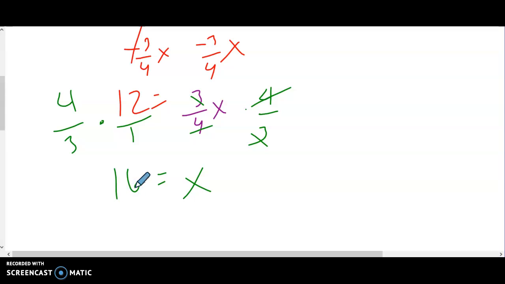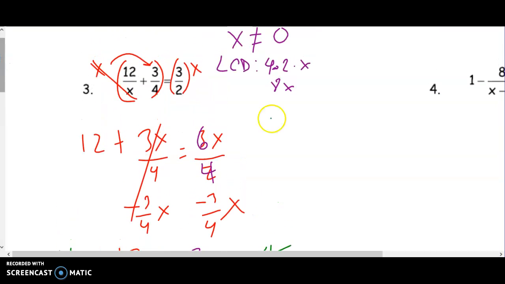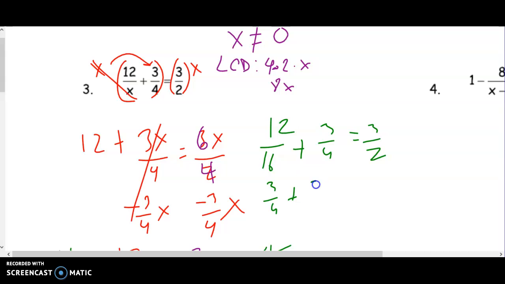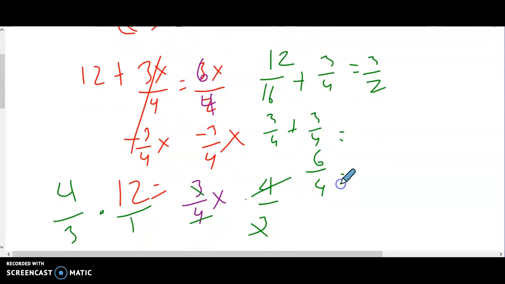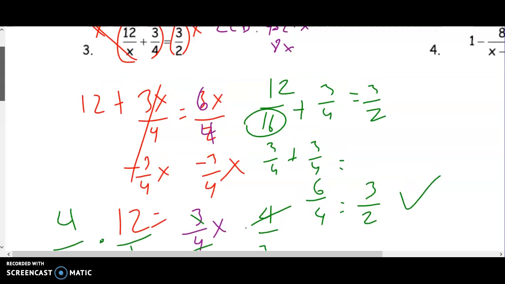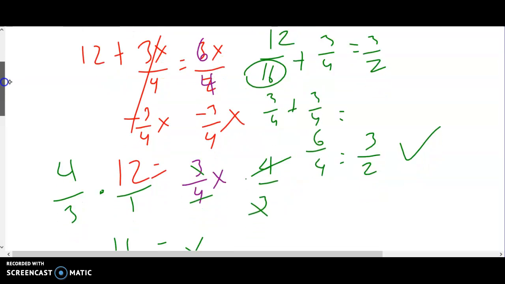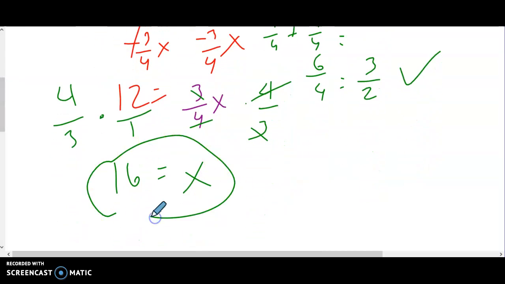12, yep. And let's just plug that in to verify. So we plug in 16, we get 12 over 16 plus 3/4, 3/2. So this is 3/4 plus 3/4, which is 6/4, which is indeed 3/2. So 16 does check out. So number 3 is 16. So if you want to do the lowest common denominator, you could have 8x. It eliminates fractions, but it's not always necessary. So that is number 3.